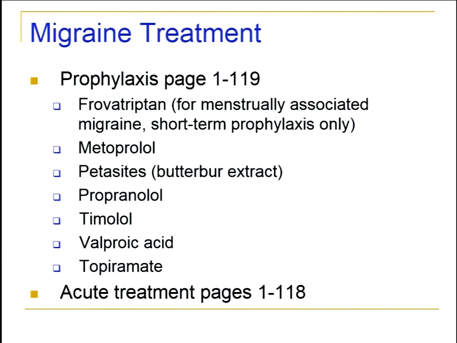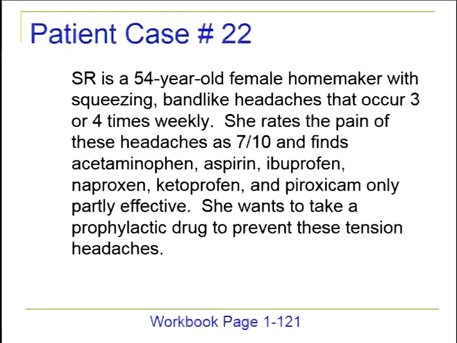Metoprolol, propranolol, timolol are the beta blockers that actually have data to support it. Most beta blockers would work, though. Peptides are something that's kind of new in the guidelines, and valproic acid and topiramate. Okay. There are a lot of other things that are used as well, but those are the things that have some data. The acute treatment is also in your handout. I wasn't going to spend a ton of time on that today.